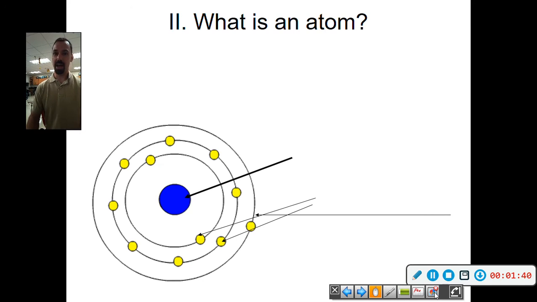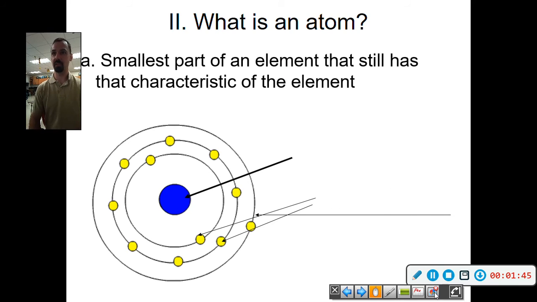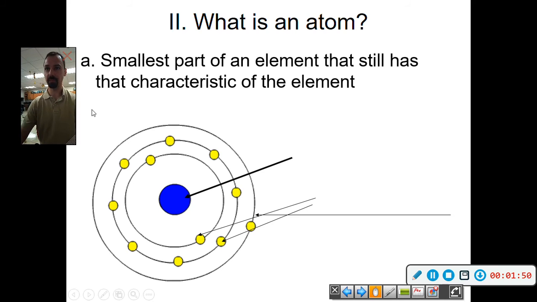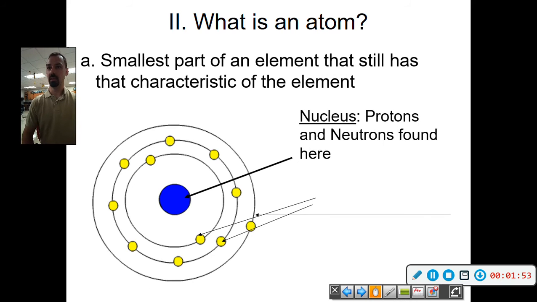Okay, so what is an atom? Atoms are the things that make up the elements. So it's the smallest part of the element. It has the characteristics of the element, and the parts of that, which you may be familiar with some of these terms already. Nucleus. Nucleus is the center of the atom, just like it is the center of the cell. So the nucleus is protons and neutrons. Okay, so those are the bigger subatomic particles that make up the atom. And then the smaller stuff that actually is moving around the nucleus.